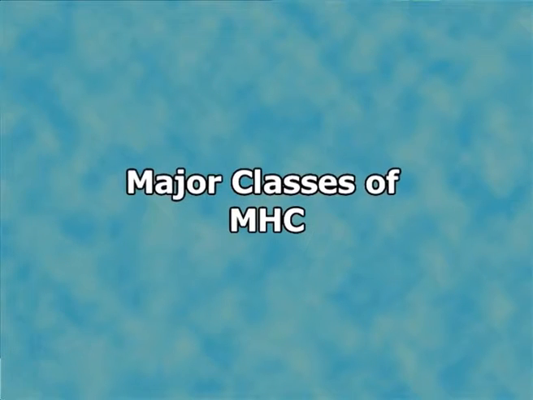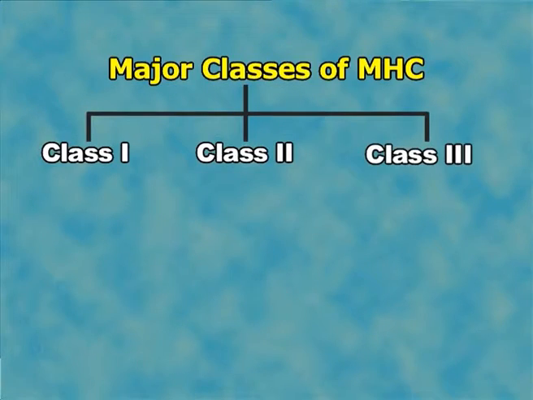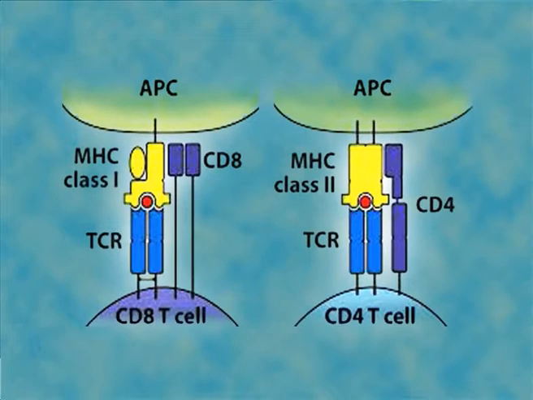Let us have a look at the general organization of MHC classes. General organization. Major classes of MHC. The MHC gene family is divided into three subgroups: class 1, class 2 and class 3. Of the three MHC classes identified, human attention commonly focuses on classes 1 and 2.